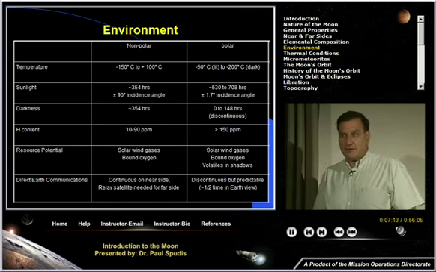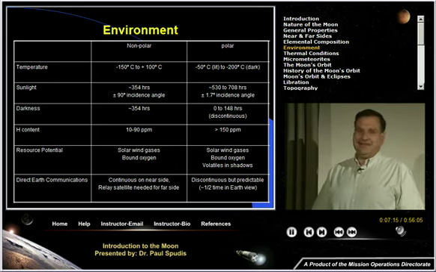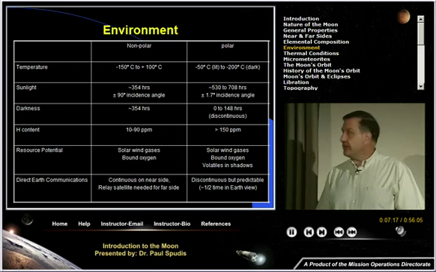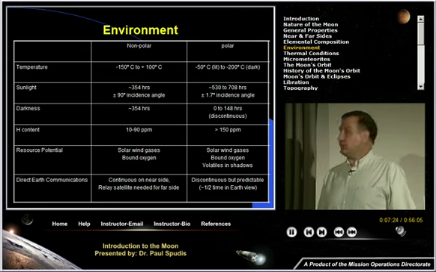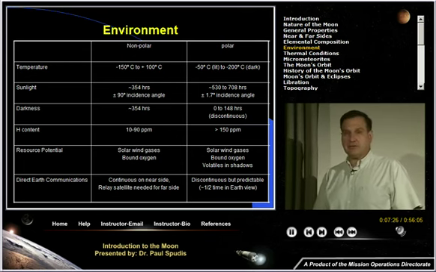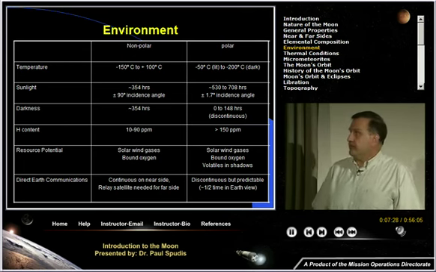Now the significance of that is very important, because if volatile elements get into these very cold, dark areas, they're effectively there forever. They cannot be removed by any known process, and they're called cold traps. And that, in fact, is one of the reasons why the poles are interesting. We'll have a special talk on the poles later on in the series.